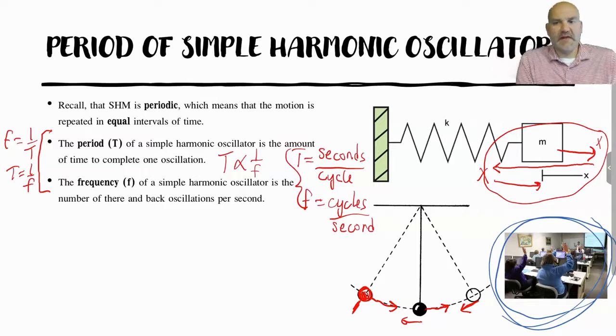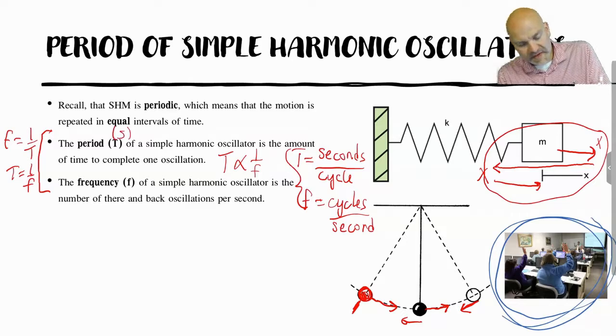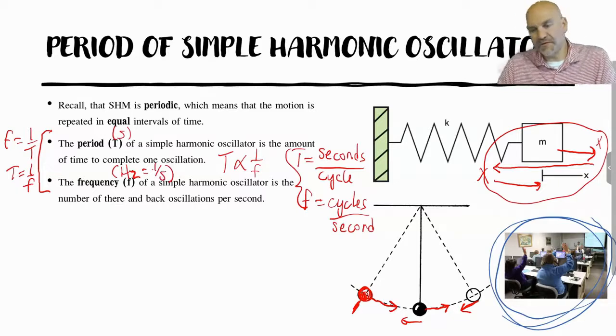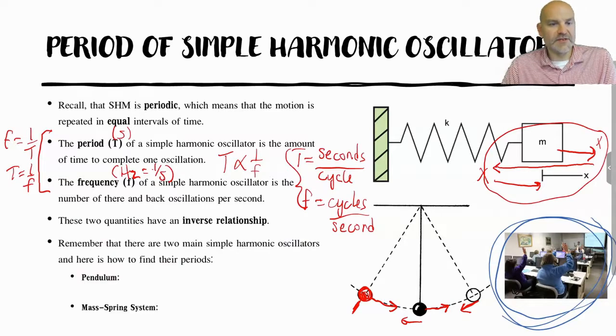So if I have a 2-second period, my frequency is 0.5 hertz. Period is measured in seconds. Frequency is measured in hertz, which unofficially has the unit of 1 over seconds. So if you see anything to do with hertz, it's 1 over seconds. Just as I mentioned, they have an inverse relationship.